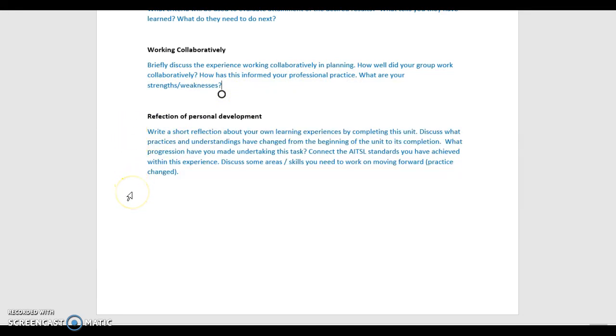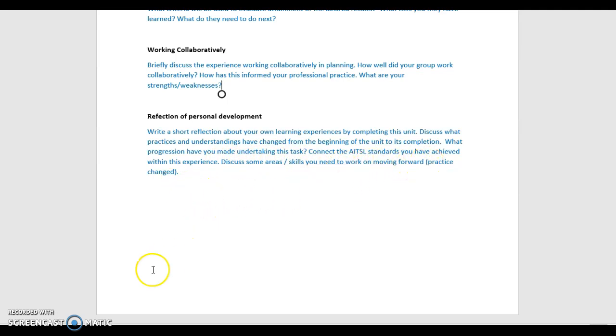And the last thing is a reflection of personal development. So a short reflection about your experiences completing this unit, how has your thinking changed from the beginning to the end? And I want you to connect the AITSL standards that you've achieved within this experience. So just don't write the standards, explain concisely how you've actually demonstrated or achieved those standards. So pick a few, don't pick them all, there are too many. Pick a few that you have demonstrated and give a reason. Discuss some areas that you need to work on moving forward.